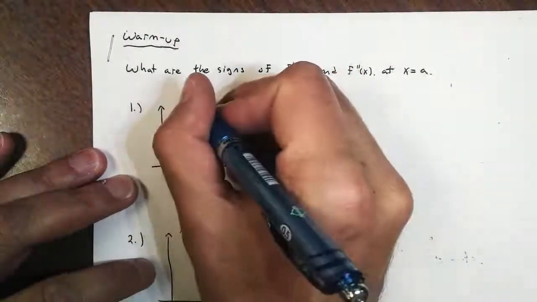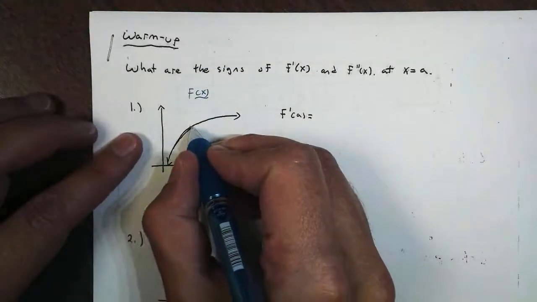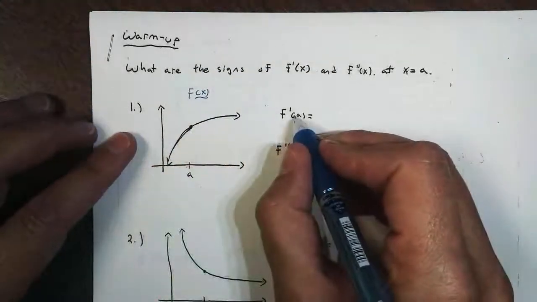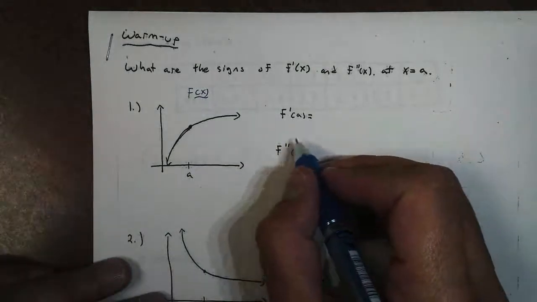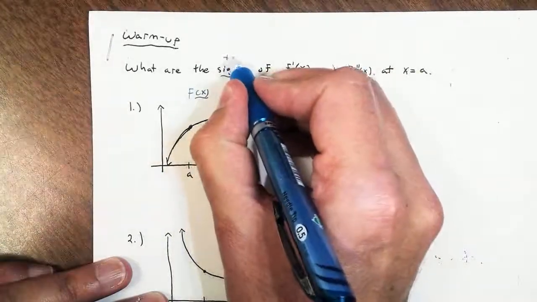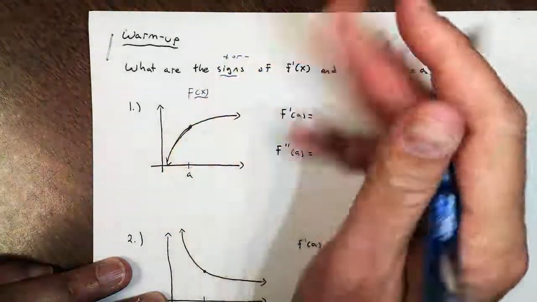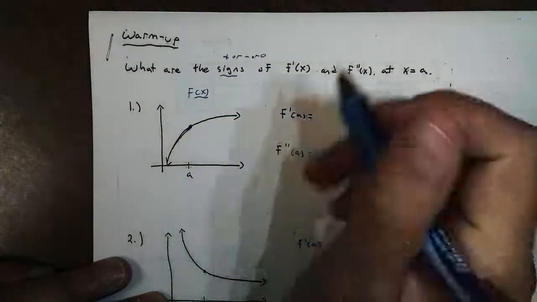Remember, in this case right here, we are going to be given the graph of the function itself. And at point A, we want to know what's happening with the derivative and what's happening with the second derivative. More importantly, what are their signs? Remember, when we talk about signs, we're talking about positive or negative, or zero, I guess, which we can probably take a look at.